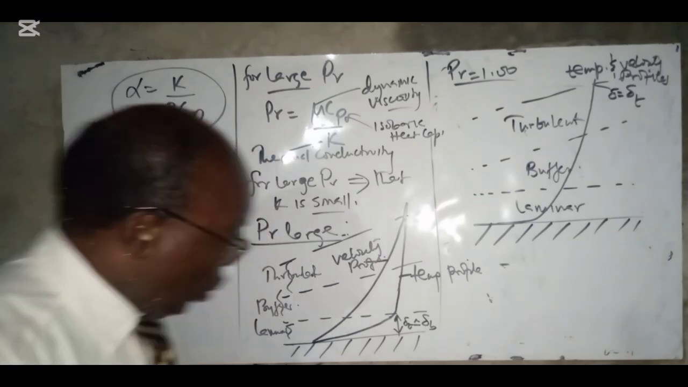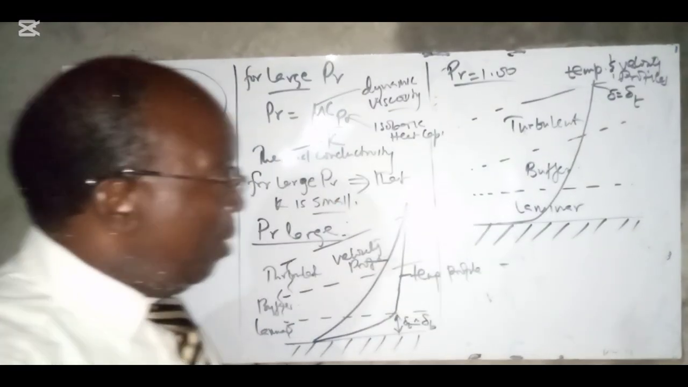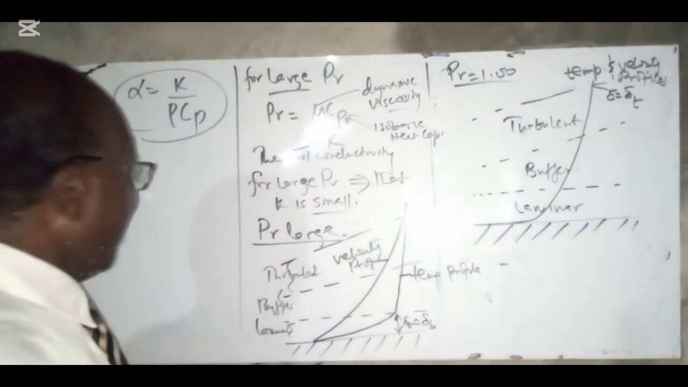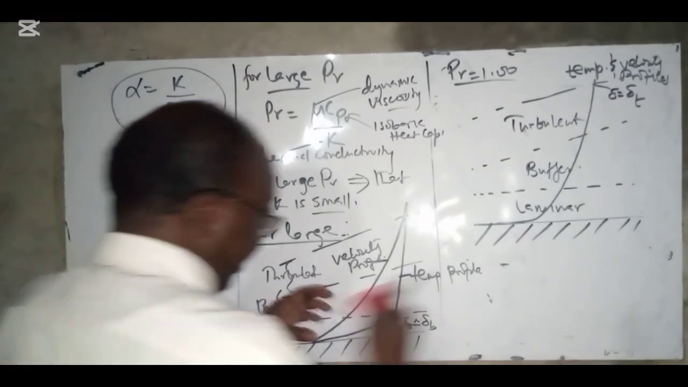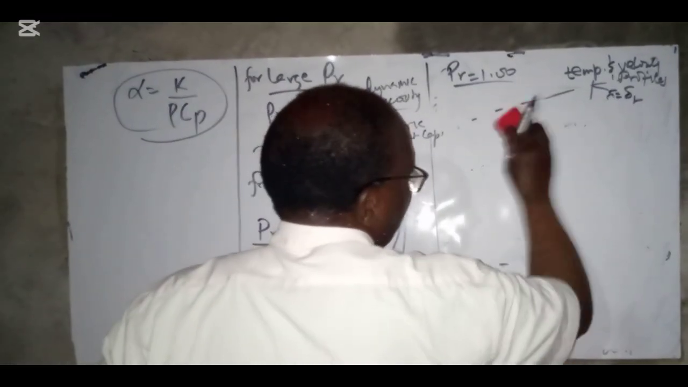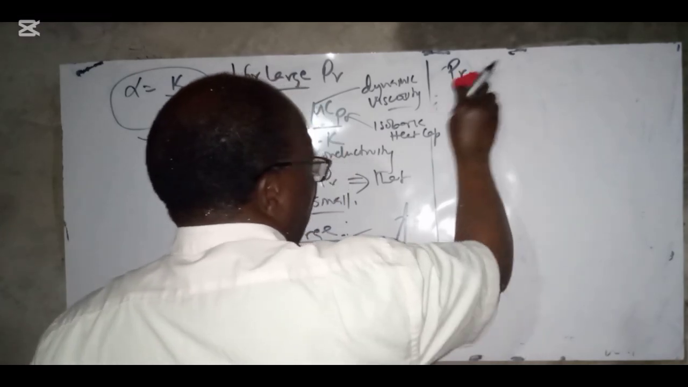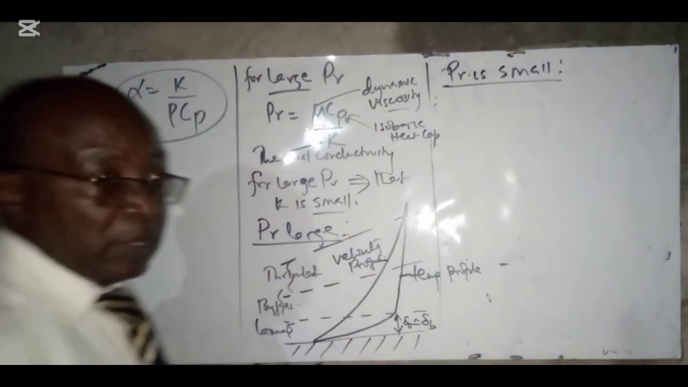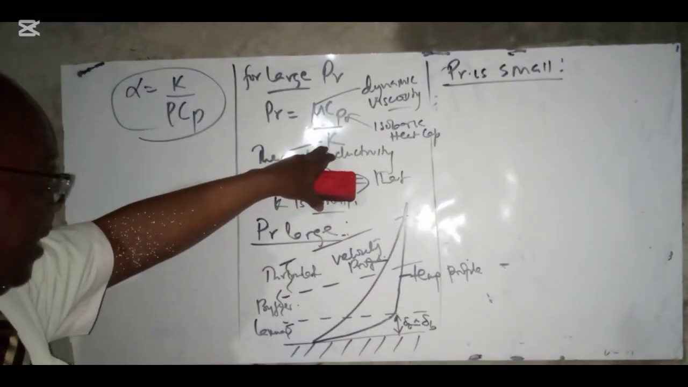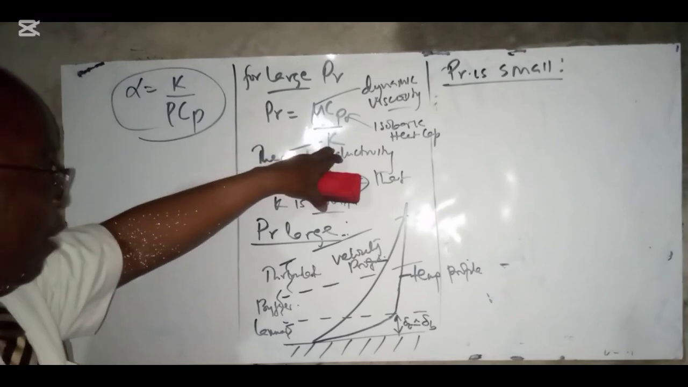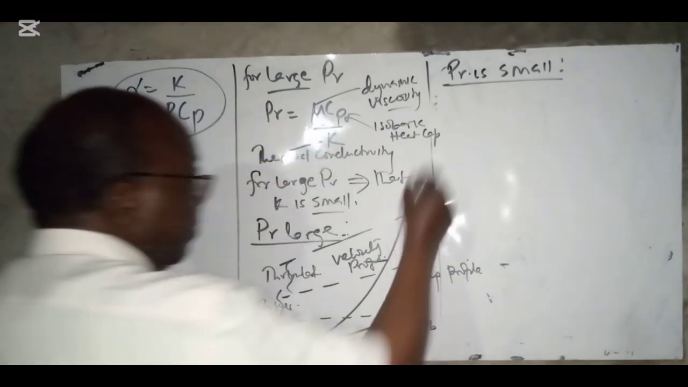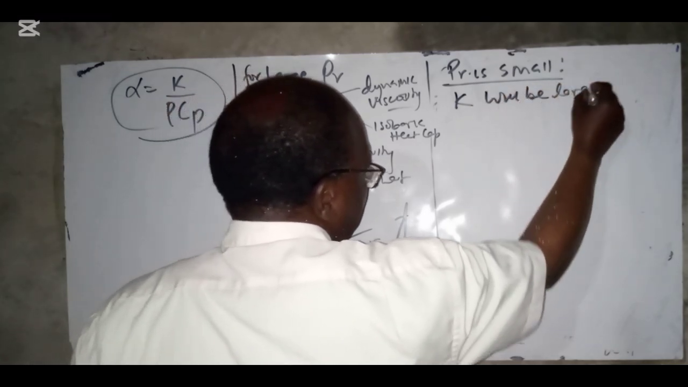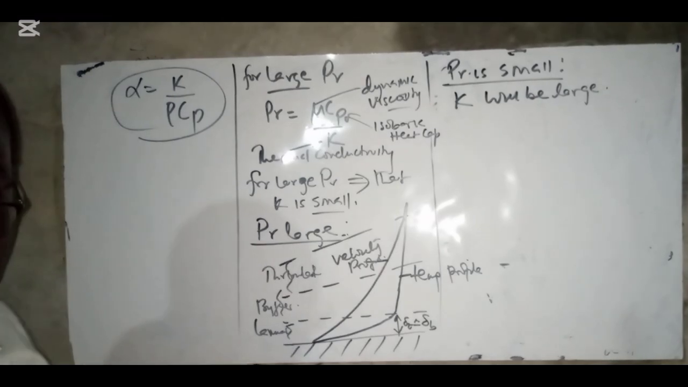And so here we have said K is very small. What about when K is small, so Prandtl number is large? What about when the Prandtl number is small? So again, what does that mean? It means that from the Prandtl expression, K will be very large. That's the thermal conductivity will be large. And what's the import of that?